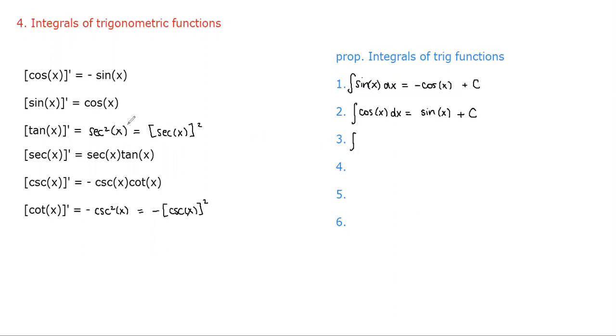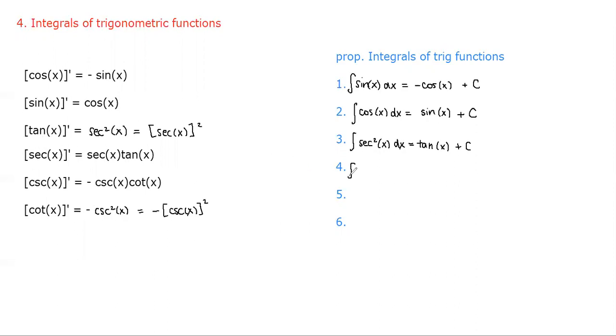Then, if I look at the right-hand side over here, that means I'm going to say the derivative is secant squared of x. So if the derivative of my function is secant squared of x, then that means that my original function must have been tangent of x plus my constant of integration as well.